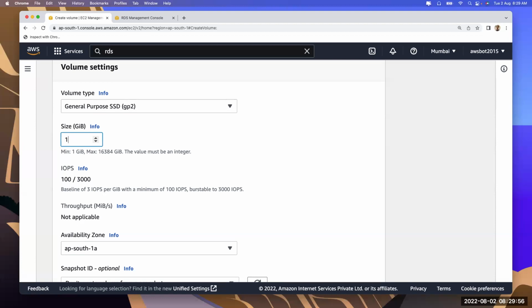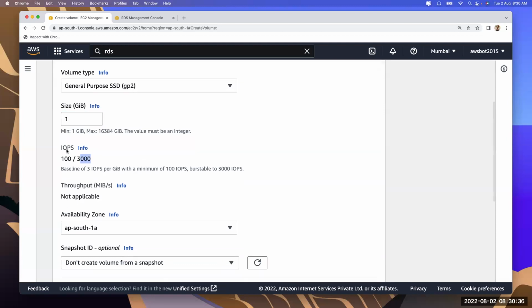And there is a logic behind it also. 1 GB means 3 IOPS. 3 IOPS is a very small number to process actually. 3 IOPS will not do anything for you. So AWS will give you a minimum of 100 IOPS anyways. Whether you multiply by 3 or not, I will give you 100 IOPS minimum, maximum up to 16,000, burstable up to 3,000 if you are below that range. This is the whole mathematics behind GP2.